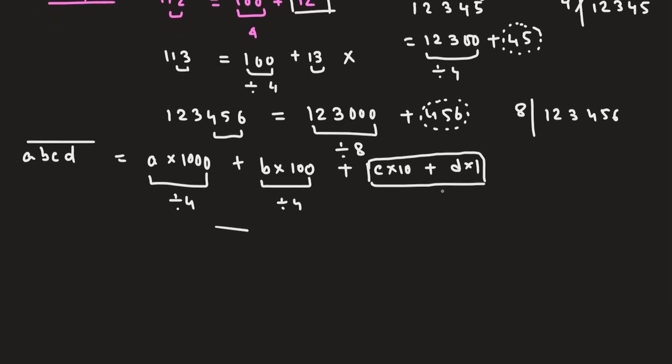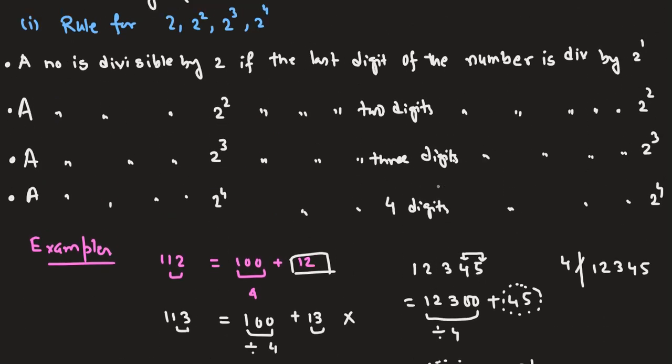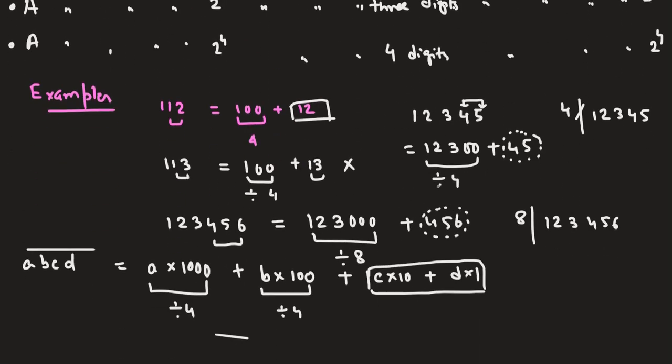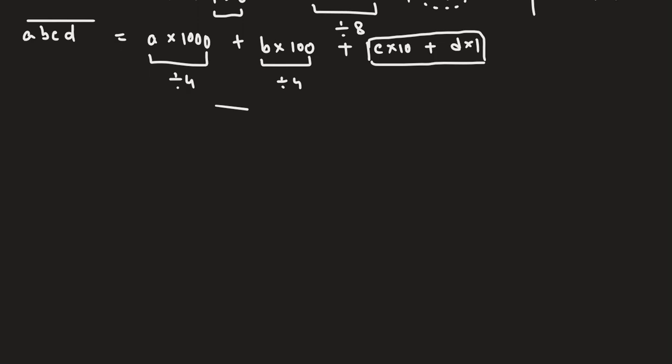Now this is the rule for divisibility by 2, 2 square, 2 cube, 2 to the power 4. Now we generalize another rule. Point number 2: the divisibility rule for 5 power 1, 5 power 2, 5 power 3 and 5 power 4, like that.